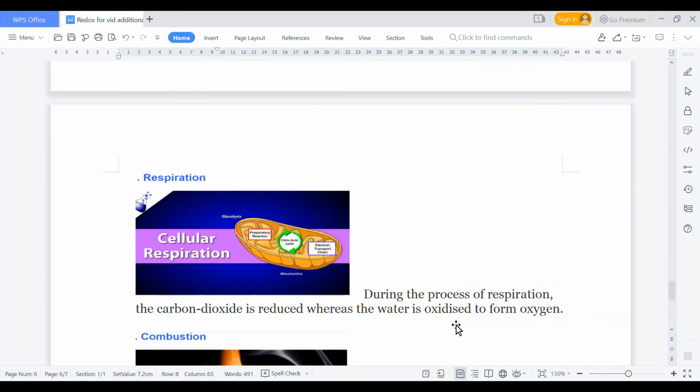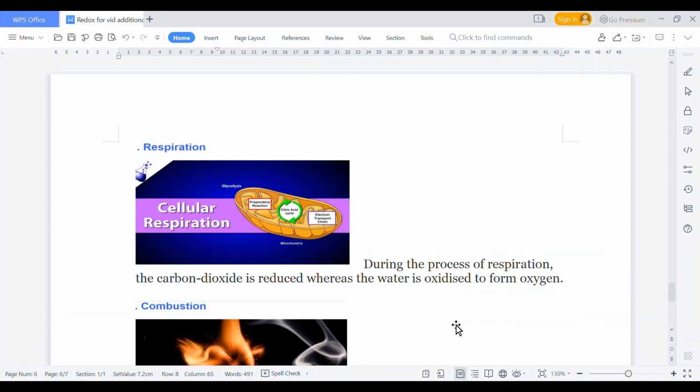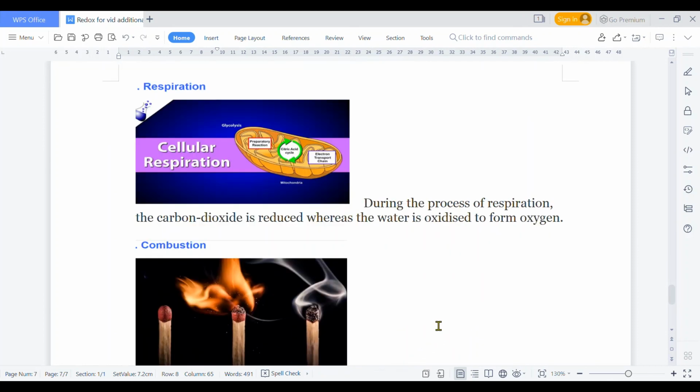Next, respiration. Cellular respiration. During the process of respiration, the carbon dioxide is reduced, whereas the water is oxidized to form oxygen. When we say reduced, that means it undergoes reduction, and oxidized, it undergoes oxidation.